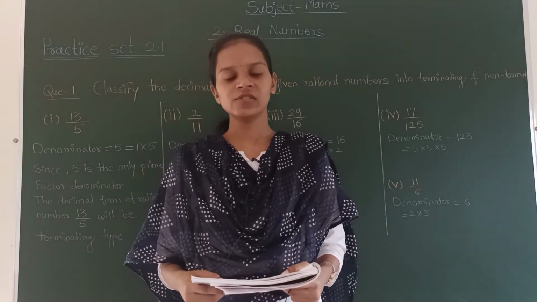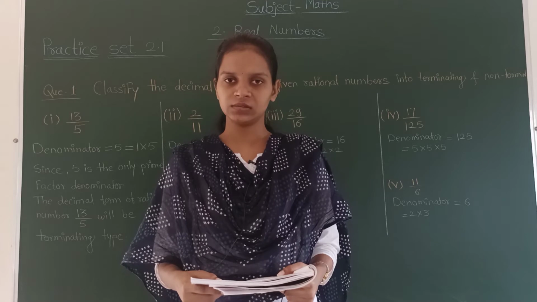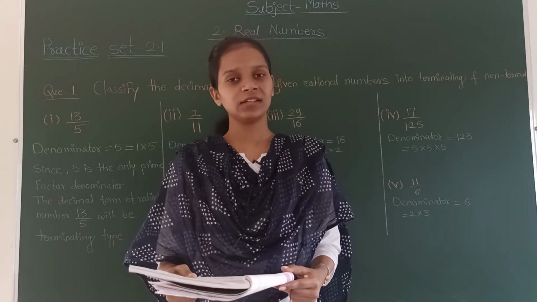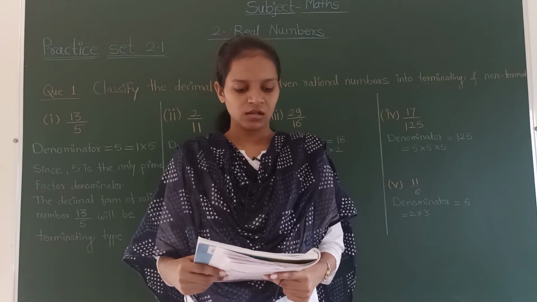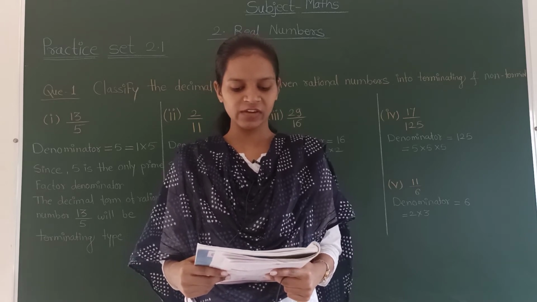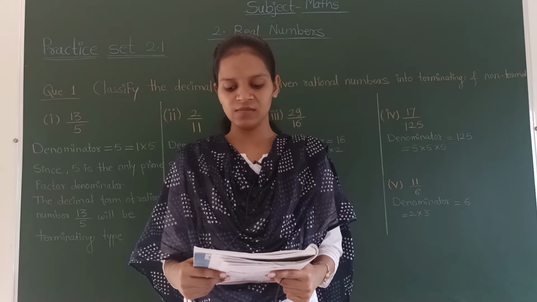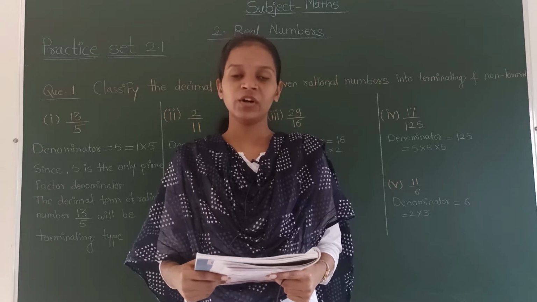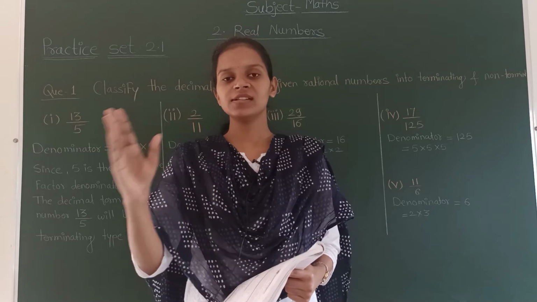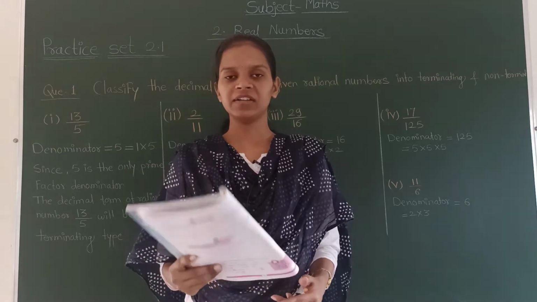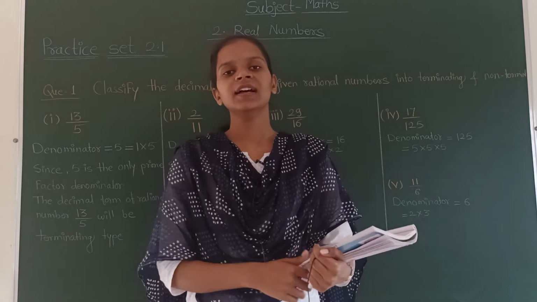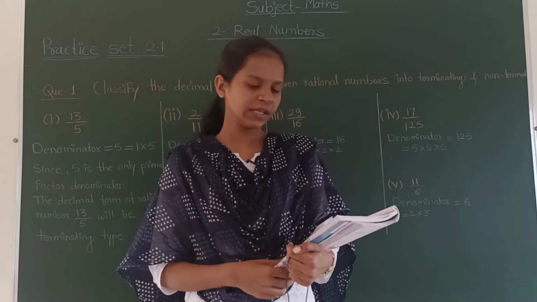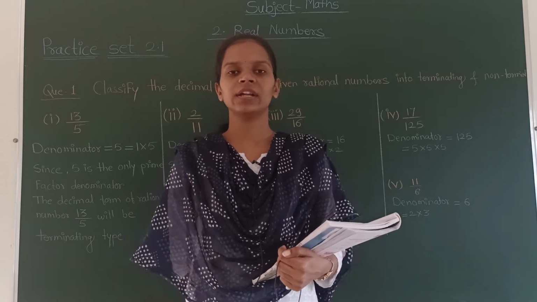We will start to solve your practice set 2.1. Okay, see, I am reading the question. Please refer to the textbooks. First question is, classify the decimal form of given rational numbers into terminating and non-terminating recurring type. What we have to do is, they have given us 5 sub-questions, and we have to decide whether the given rational number is terminating type or non-terminating recurring type.